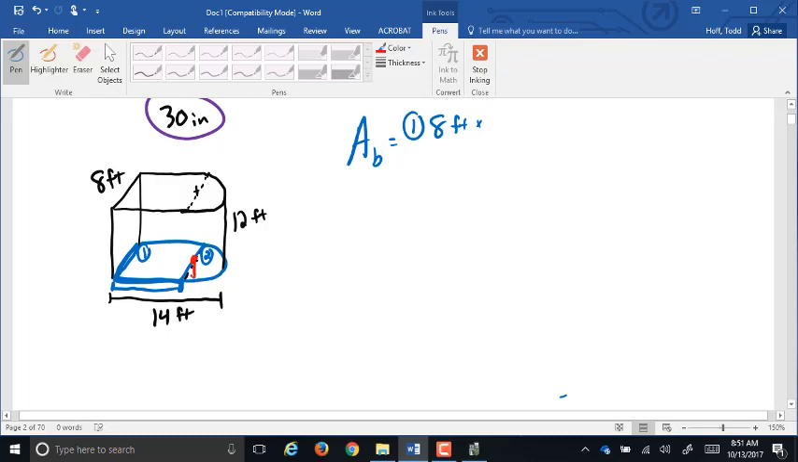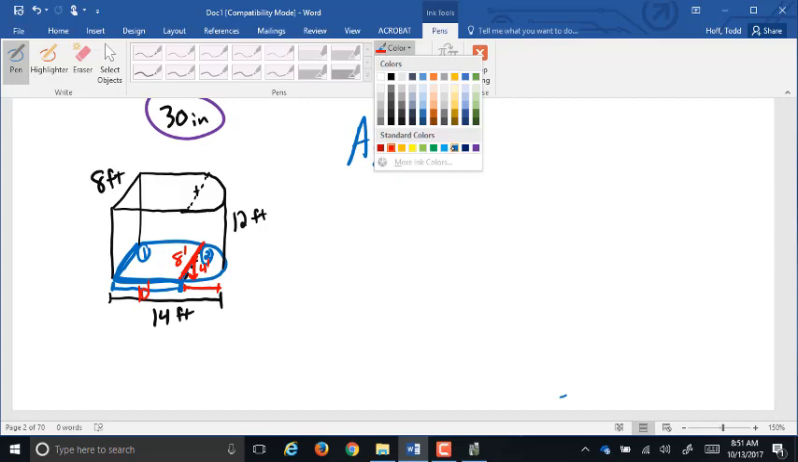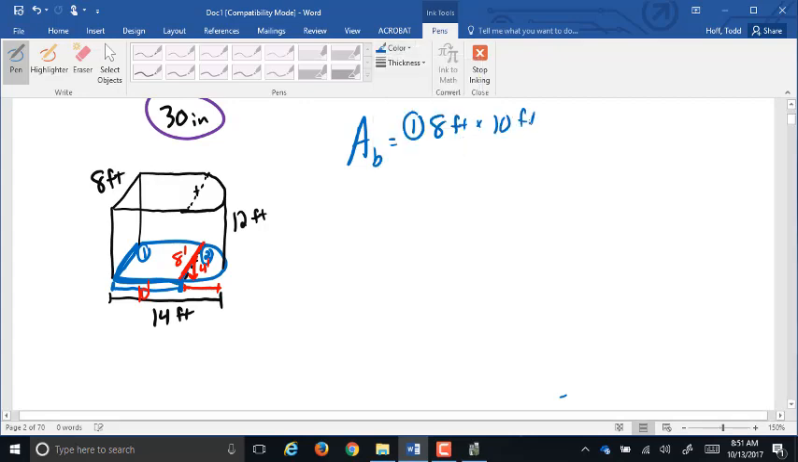Well, what's the radius of this circle? What's the diameter of that circle? 8 feet. So the radius is 4. So it has to be 4 this way as well, right? So that makes this 10 feet. So that's 8 foot by 10 foot for that rectangle, which is 80 square feet.